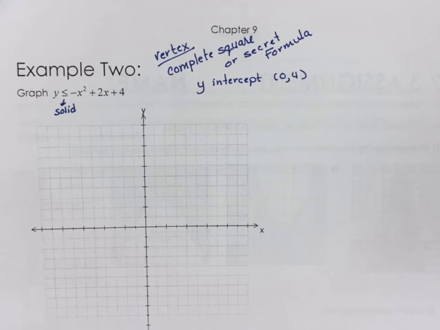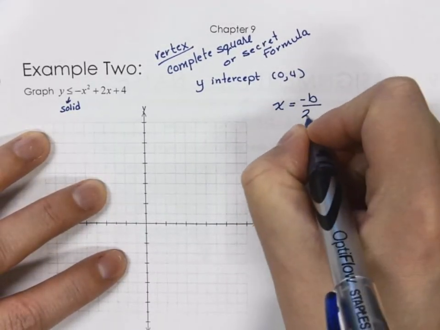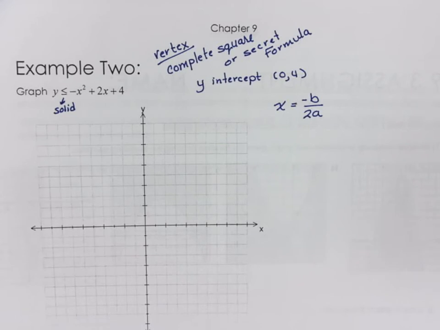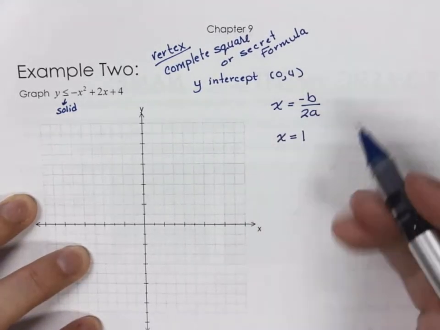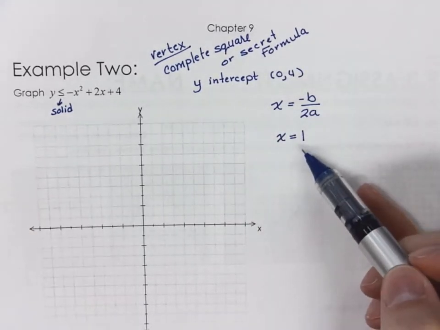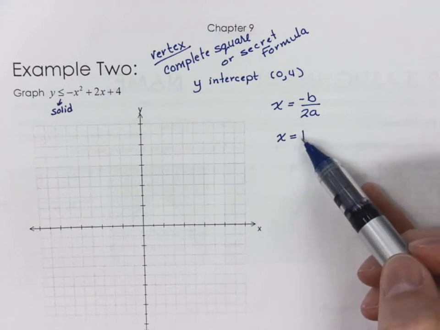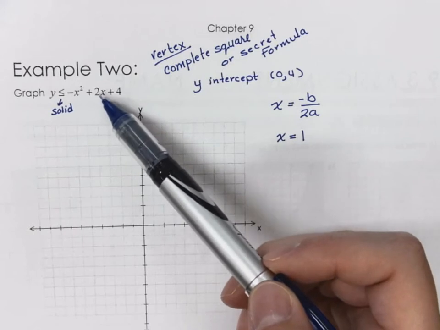Everybody good if I use the secret formula? And if you don't know the secret formula by now, then really have a good understanding of how to complete the square. So I'm going to actually do this one in my head because it's pretty easy. This is going to be x is equal to 1. So that is the x coordinate of my vertex. And now to get the y coordinate, I substitute it back into the equation.